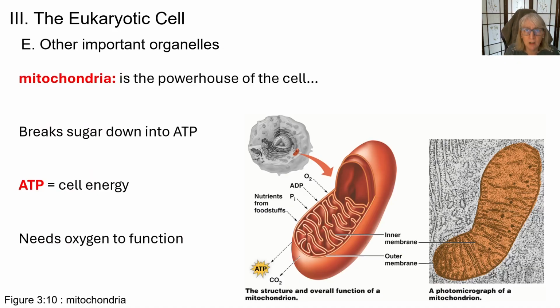Finally, the mitochondria are incredibly important because they are the powerhouse of the cell. I was going to go with some memes here, but I decided not to. What they really do is break sugar down and convert it into cell energy. Cell energy is generally found in a form called ATP, adenosine triphosphate.